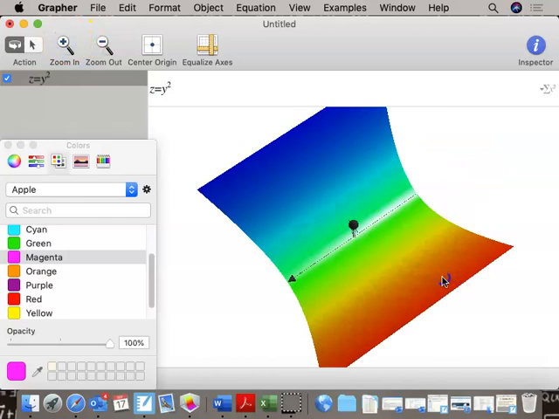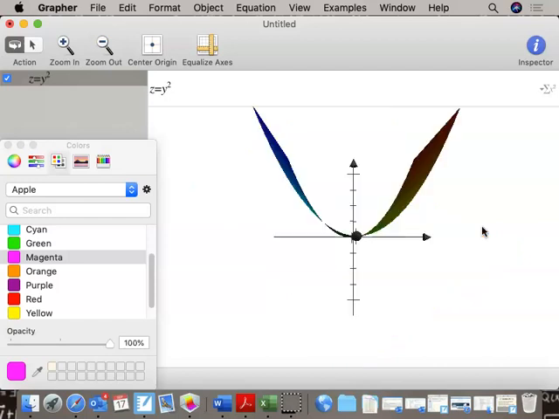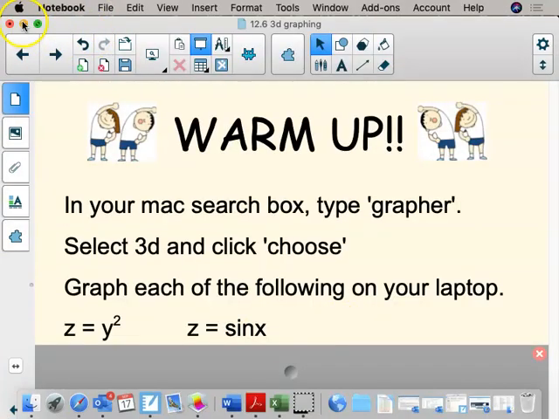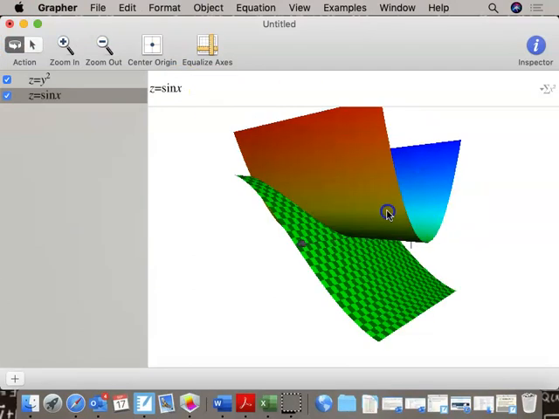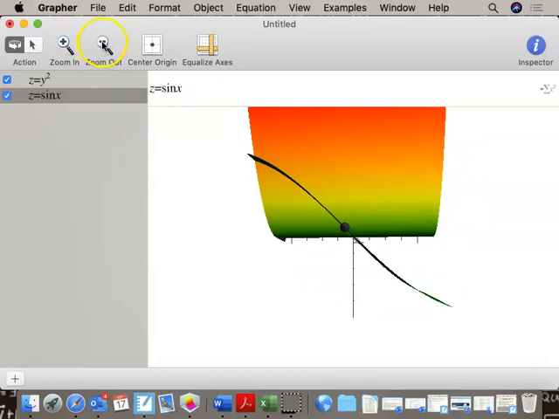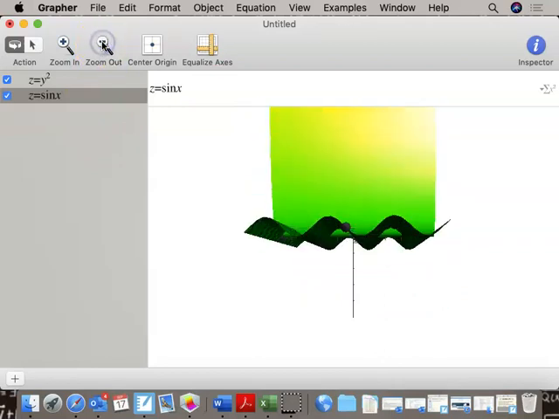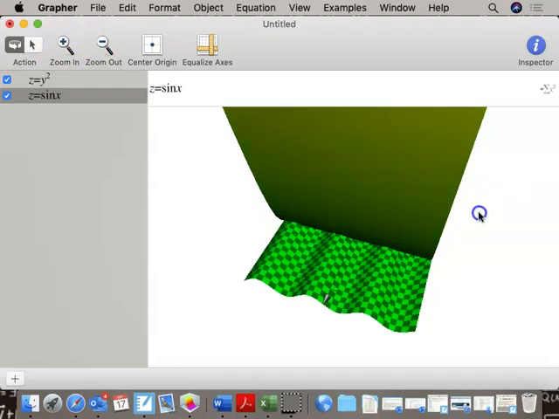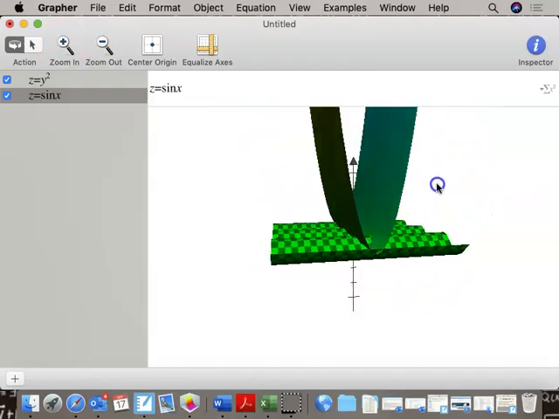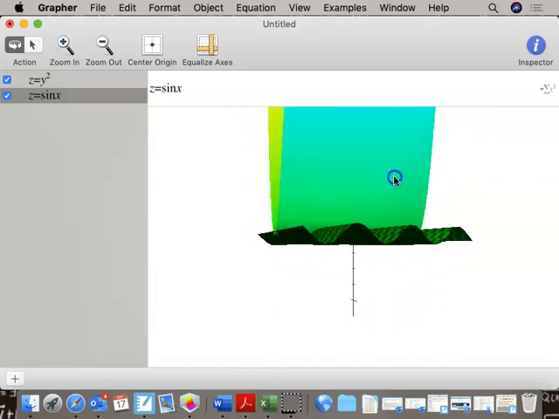So we're going to use y squared. If you want to graph more than one equation, my second is sine x. Z equals sine x. How can you zoom it in or out? It doesn't just get closer, it changes what it looks like. Oh, I guess you get really close to the problem.